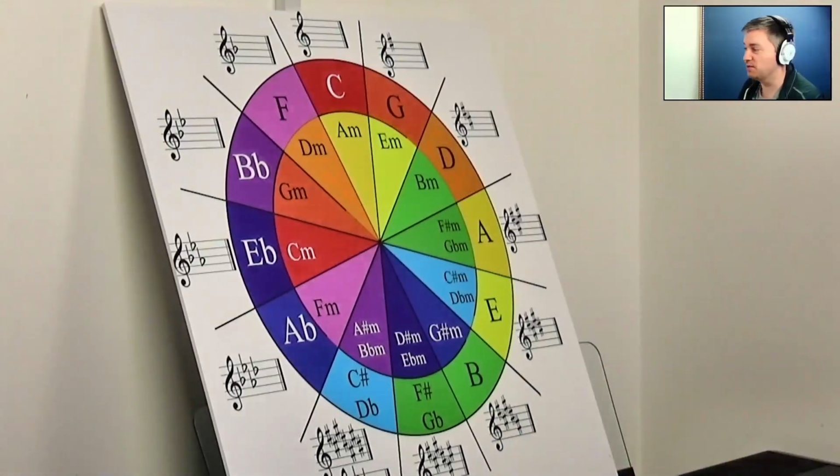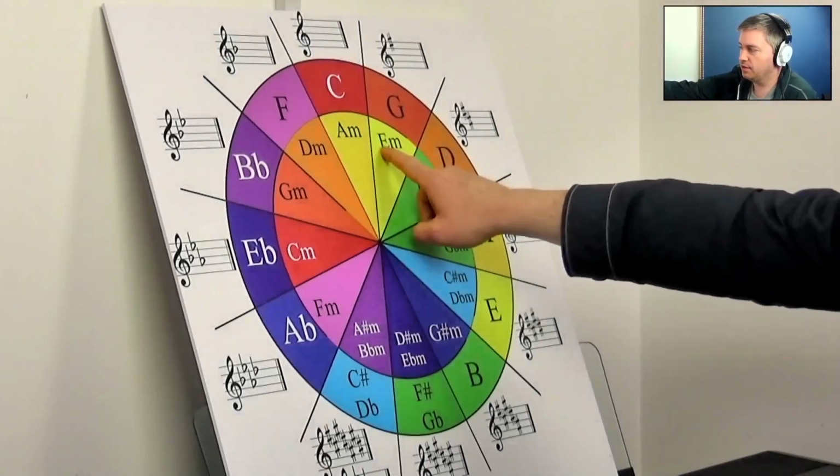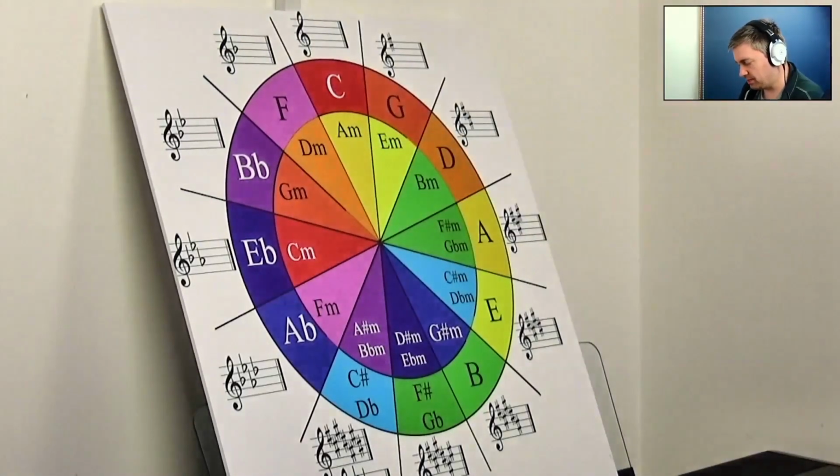That's where those 3 chords come from. Inside we've got the 2nd, the 3rd and the 6th. Now because of the way the semitones and the tones are laid out in the major scale, we then have 3 minor chords: D minor, E minor and A minor.